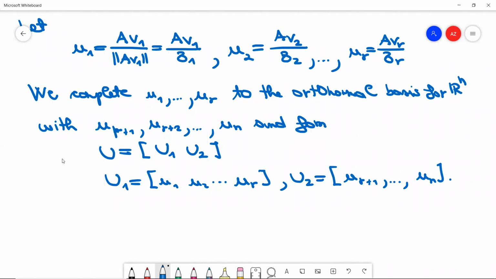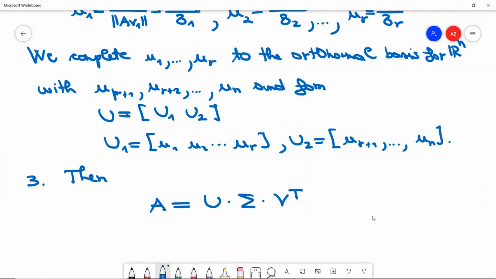And how to get A? Then A is just U times sigma times V transpose. And this is the singular value decomposition of A.